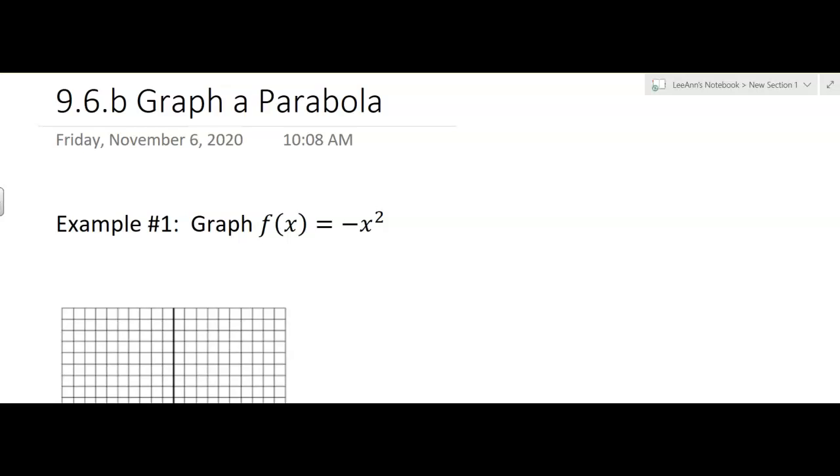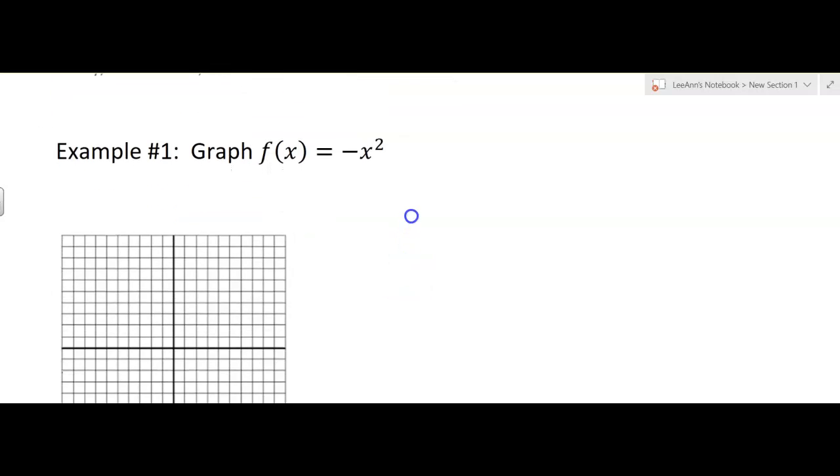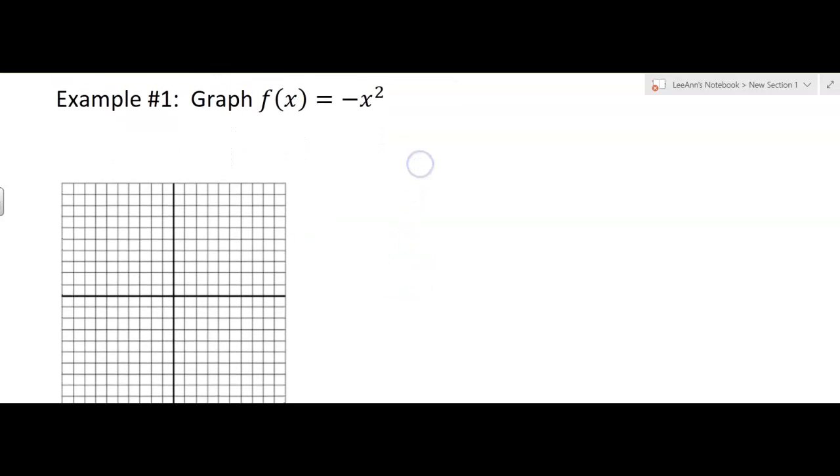So we have another quadratic function, and we're going to graph this. And we know it's going to make a parabola, but it's going to be a little bit different because it's a different quadratic function. So here comes my table of values, x and f of x. And I'm going to put in -2, -1, 0, 1, and 2 again.